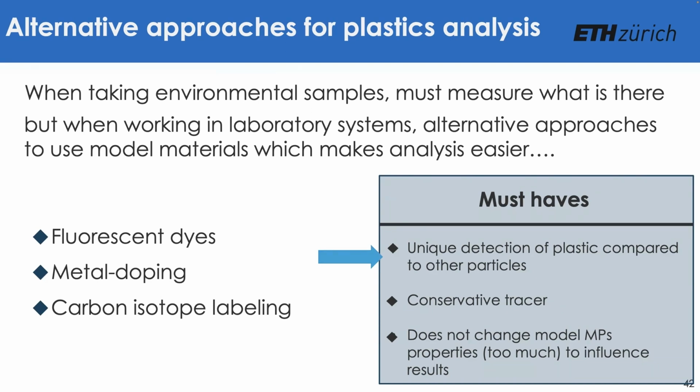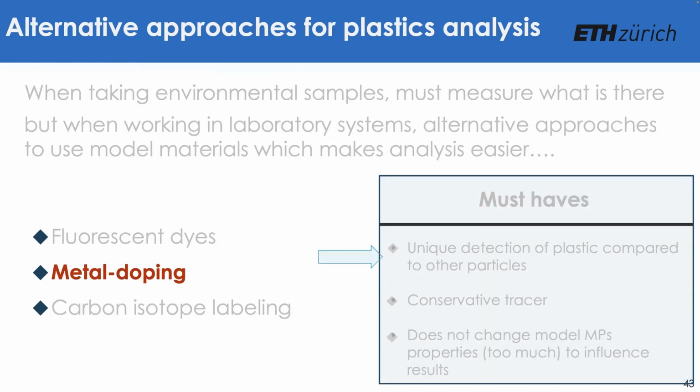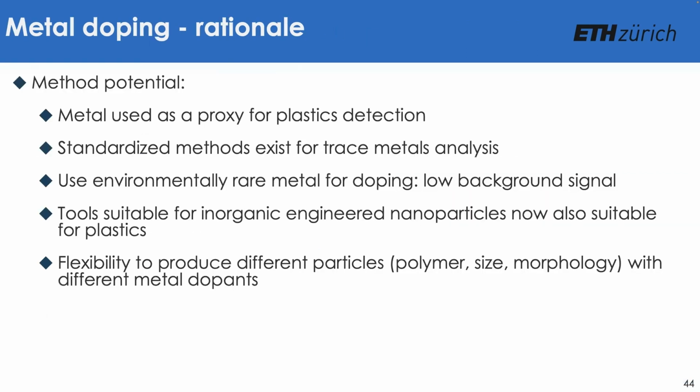As I mentioned, the approach that we use most in the lab is this metal doping. So I'd like to go through that in the last 5 or 6 minutes or so of this presentation. Why in our lab do we heavily focus on this metal doping of microplastics? Because there's a lot of potential for this method. The metal can be used as a proxy to detect plastics, because there are a lot of standardized analytical tools already for trace metals analysis.